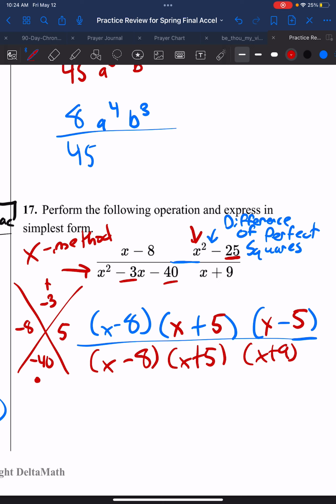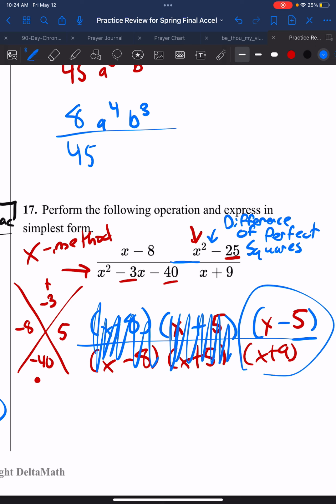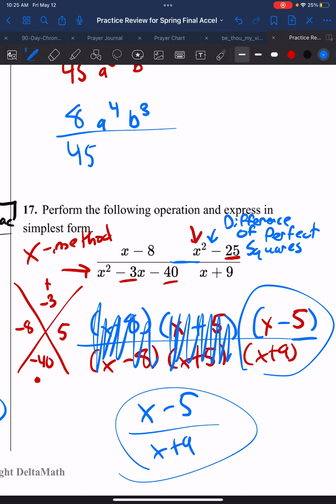Once we make it one big fraction like this, all I'm going to do is cancel out as much as I can. Do I have an x minus 8 on bottom and top? Yes. Those are gone. I have an x plus 5 on top and bottom. Those are gone. And then what I'm left with here is this. So I'm going to rewrite that, x minus 5 over x plus 9, and that is your answer.